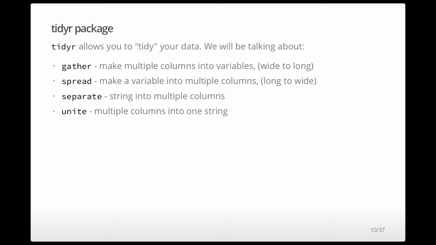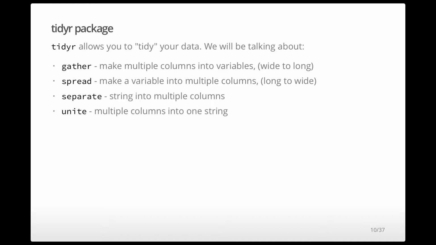Gather takes multiple columns and puts them into a variable. So you gather up columns to make them data. Okay, so gather is for reshaping wide to long. Spread takes a variable and spreads it out across your columns. Spread is used for converting long to wide data sets.